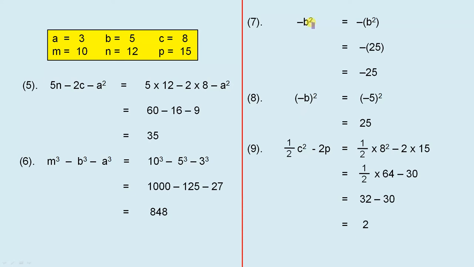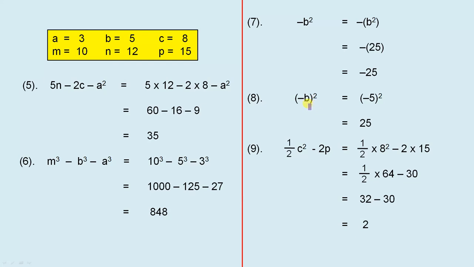Minus b squared, now this is very, very tricky. We have to really know what's going on here. The rule here is that even though there's a minus sign there, the only thing that's squared is the b. To make it easy to understand, I have placed those in grouping symbols or brackets, and the minus is outside because that's not squared. So that's actually minus. Now b is 5, 5 squared is 25, so that's minus 25.